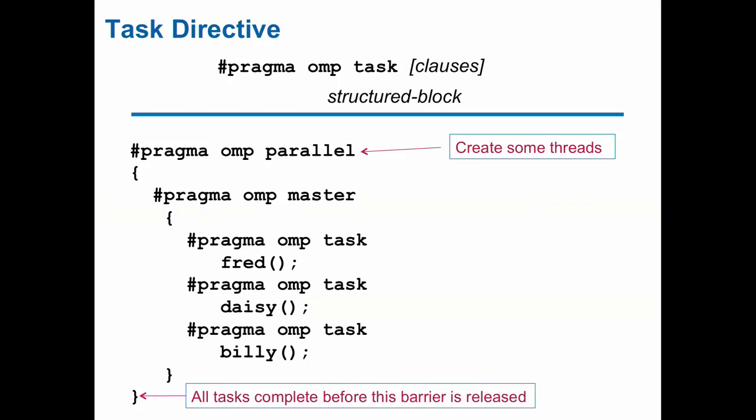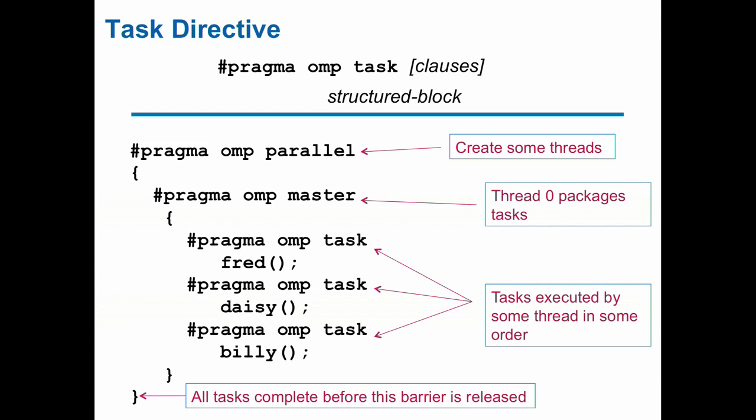So I create some threads with the parallel construct. The first thread's going to package the tasks up. Tasks are going to be put onto a queue. They'll be executed by some thread. I don't know the order. Someone's going to execute them.